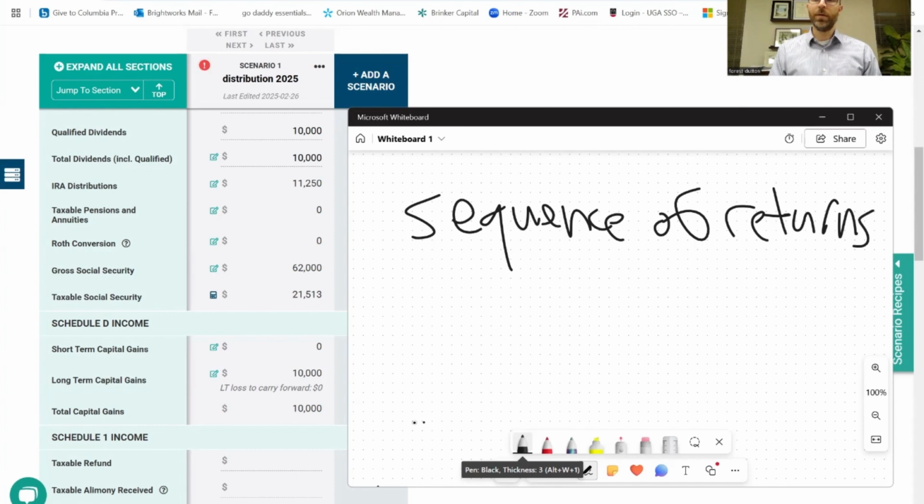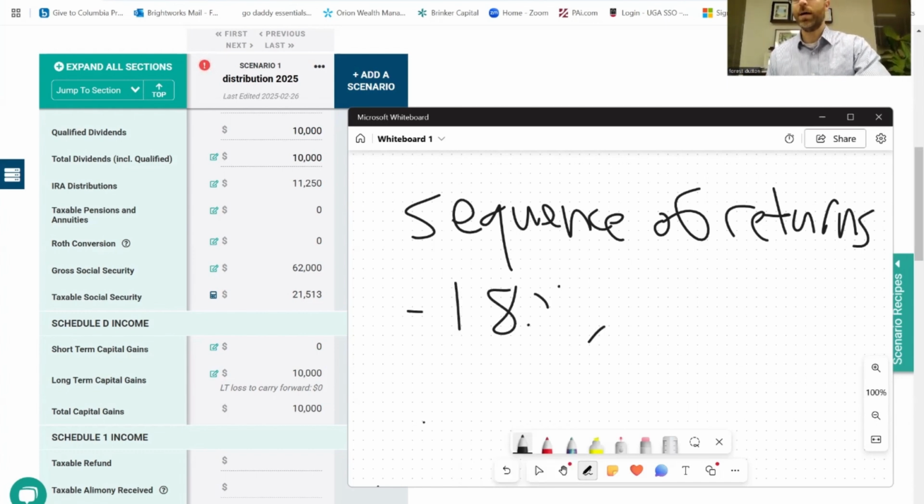So for example, if you retire in 2025 or 2026, we don't know what the returns for this year are going to be until they actually happen. So we could have a down market of, let's say we go down by 18%, and the following year we go down by negative 10%. Now there's been lots of research about what this actually does to a portfolio, and the sequence actually matters.